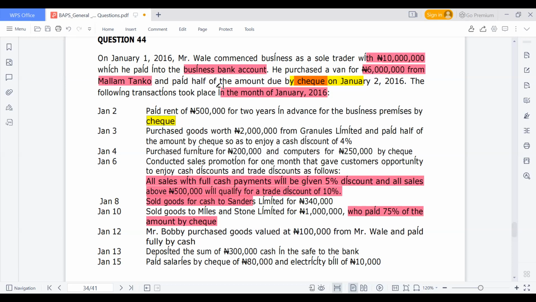So he paid rent, so money is going out. Please don't forget: once money is going out, you credit. Once your asset is reducing, you credit. If money is coming in, you debit. If money is going out, you credit. So on 2 now.